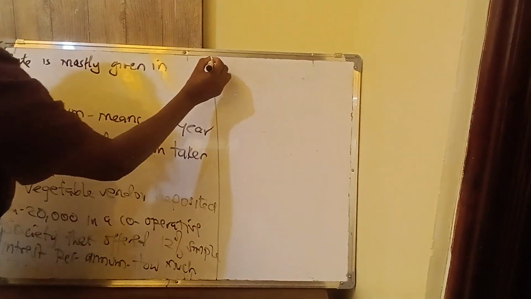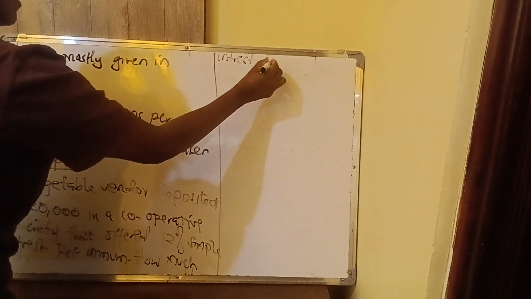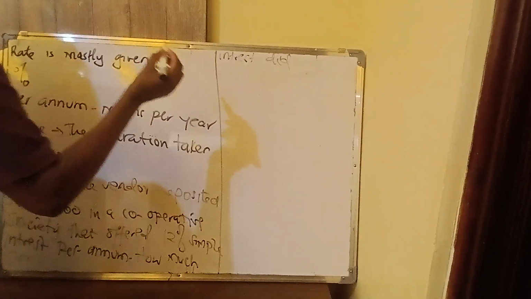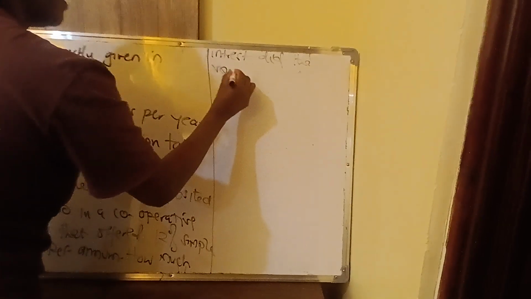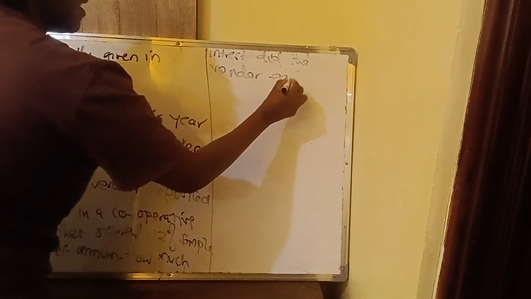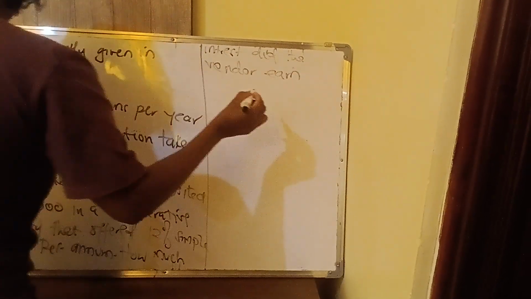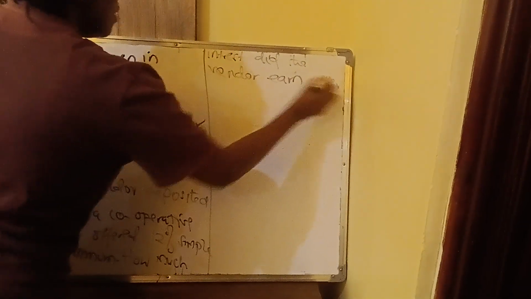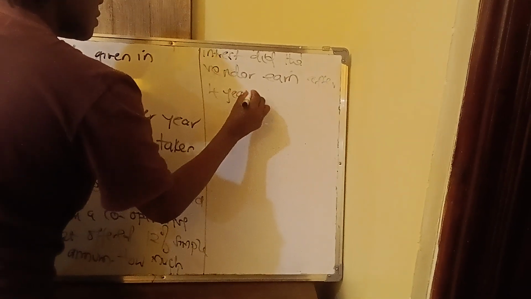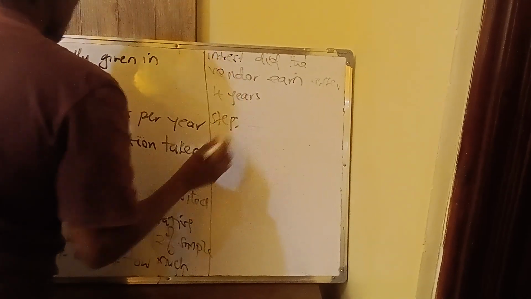How much interest did the vendor earn after 4 years? After four years. Step 1, write the formula.